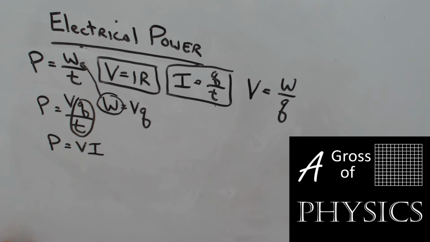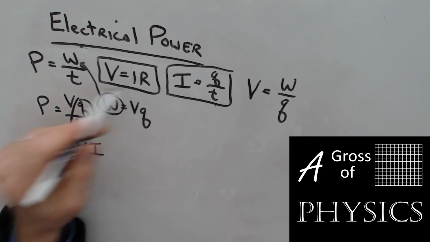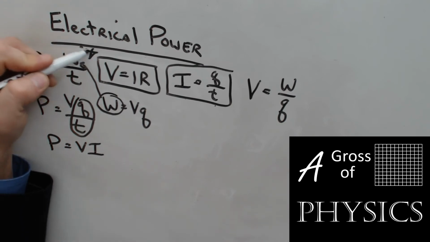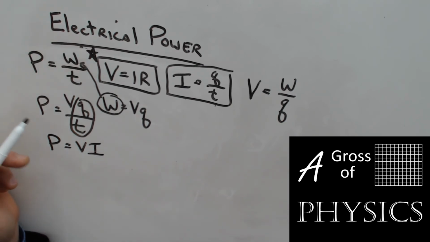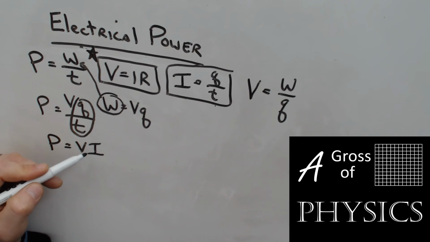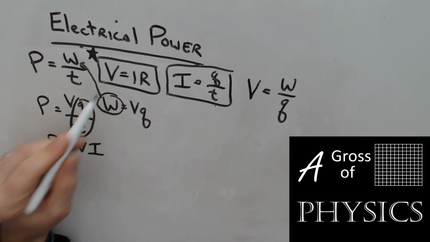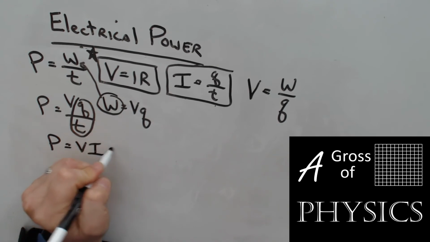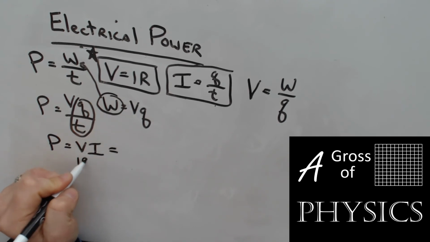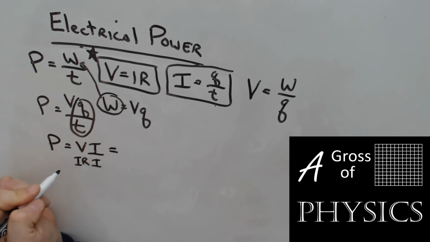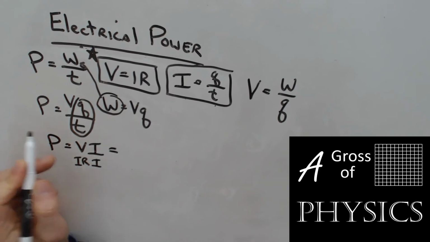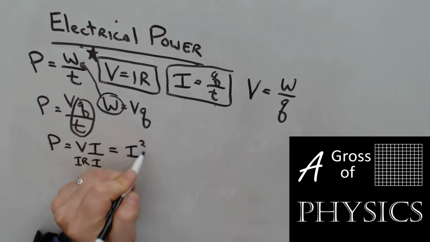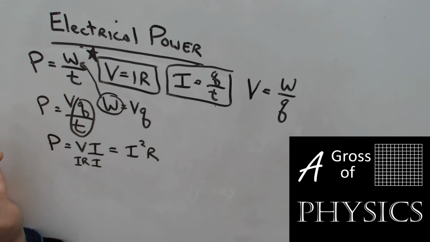But what you'll find is that some problems don't have voltage or don't have current, or some problems only have resistance. So what we can do is use our versatile equation here to eliminate the variable that we may not have. For example, if we don't have V, we could replace IR for V, which would be IRI. Well, instead of having two I's, we just replace it as I squared times R.